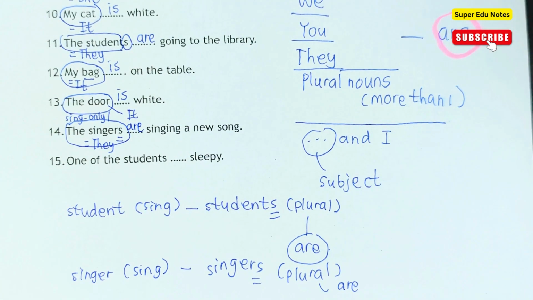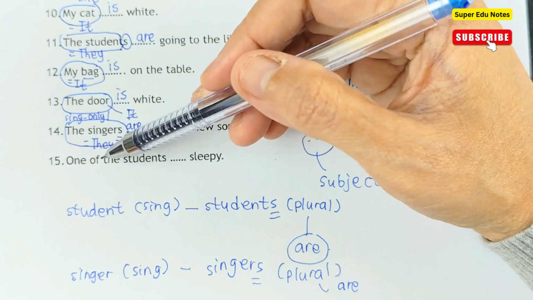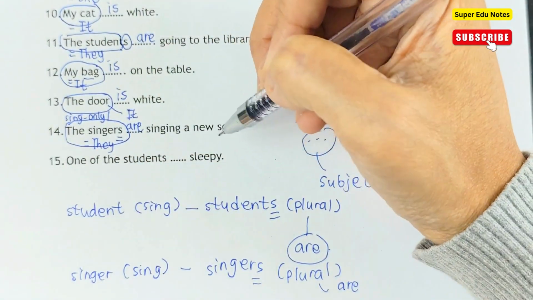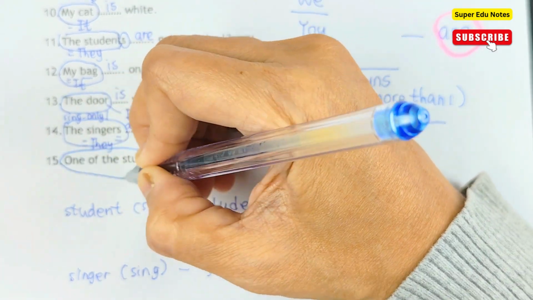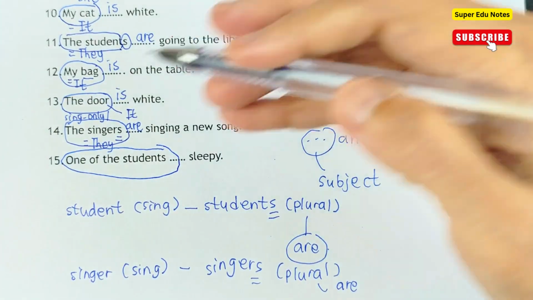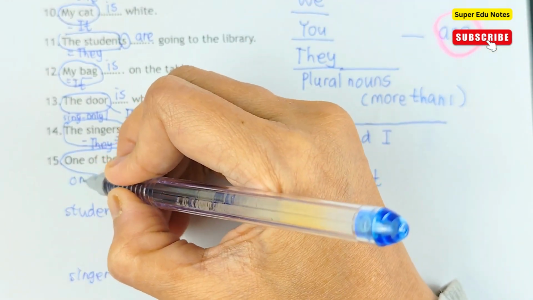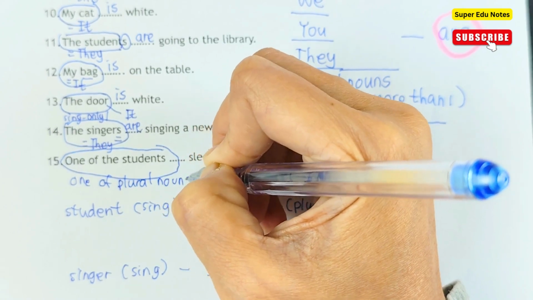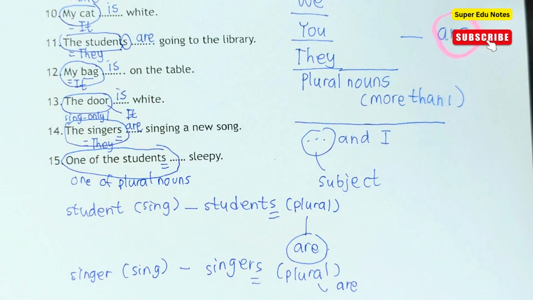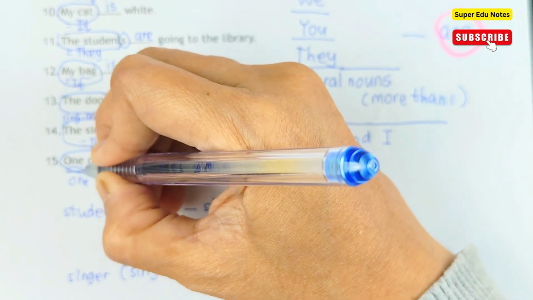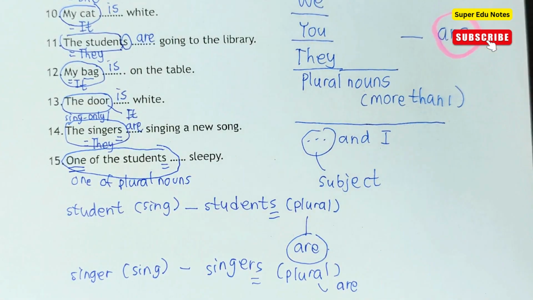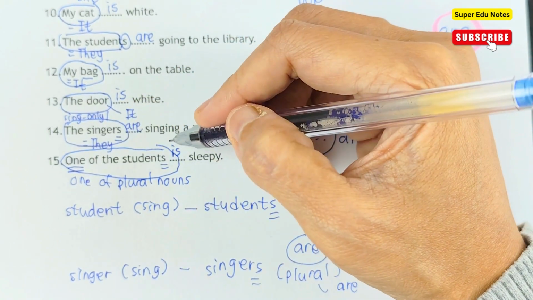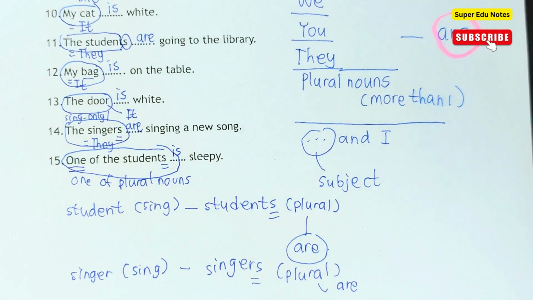The last one, number 15. One of the students blank sleepy. The subject in this is one of the students. One of plural nouns, right? Because students, this one. But we have to focus on this one, one. So we have to use is. One of the students is sleepy.